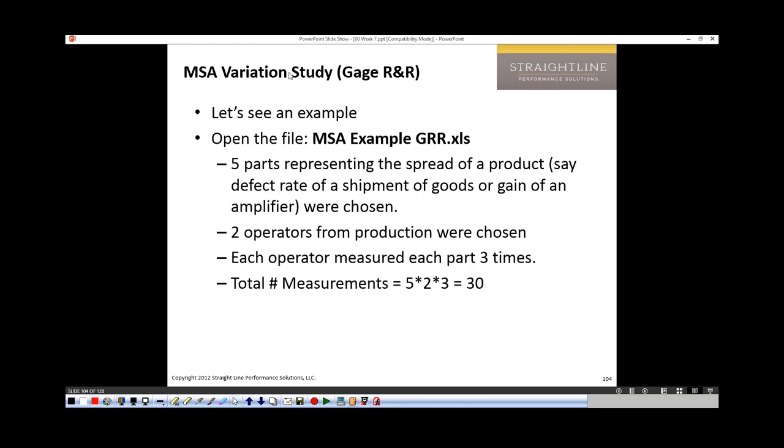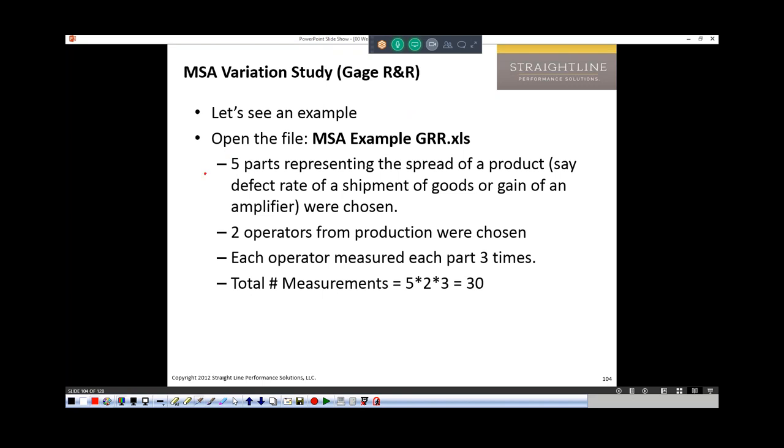Okay. So we're going to do an MSA example of gauge R&R. That's the file that we're going to do, and here's what we have. We have five parts. Let's think about it in manufacturing, but I think you'll find that we can easily flip many of the ideas over into transactional services as well, with one exception, and I'll talk about that in just a second.